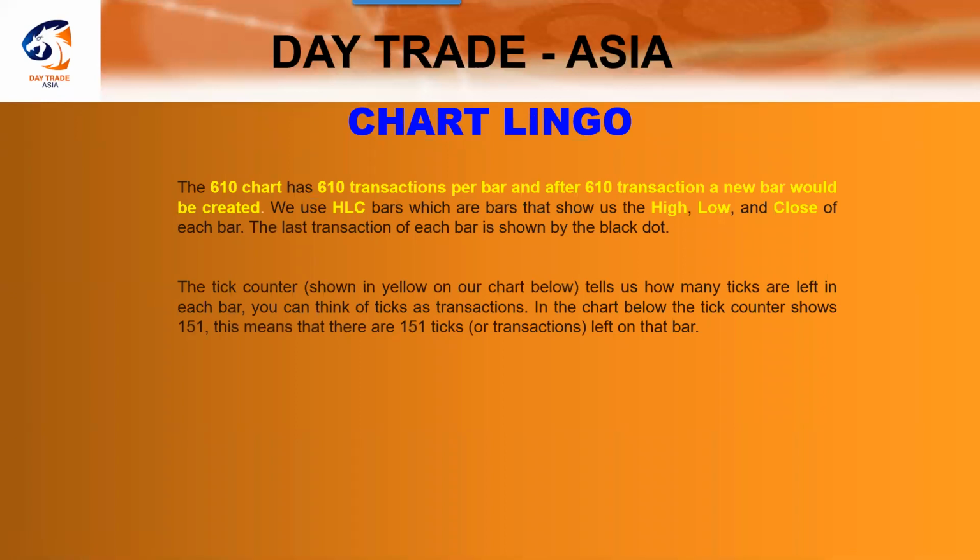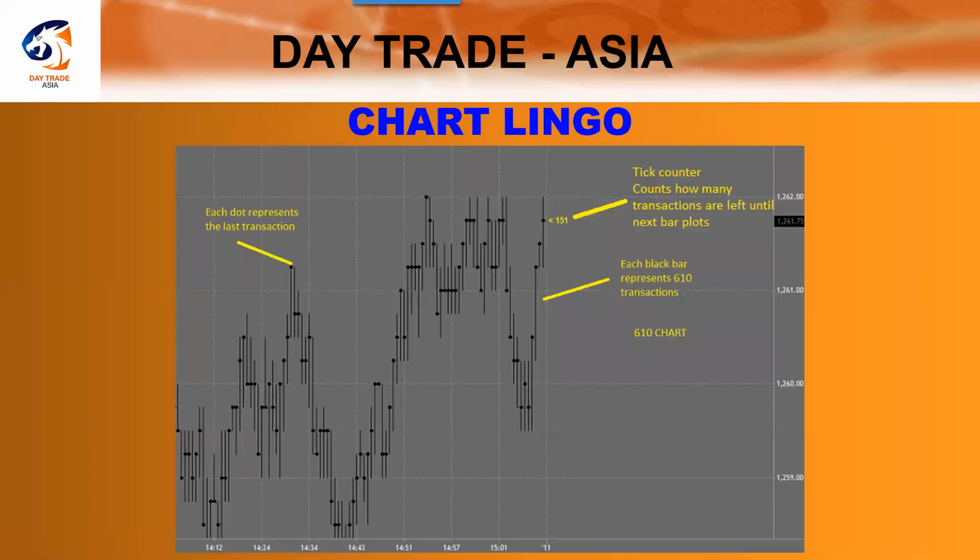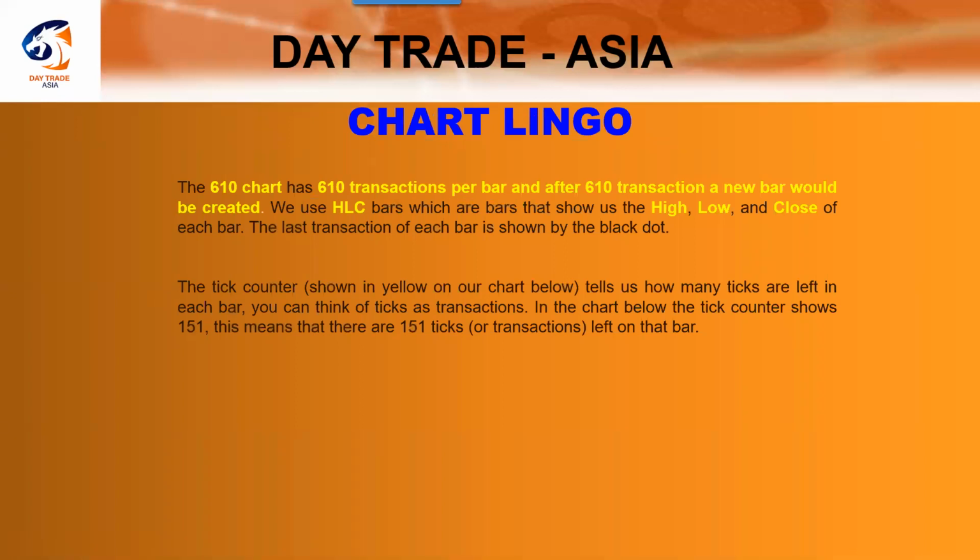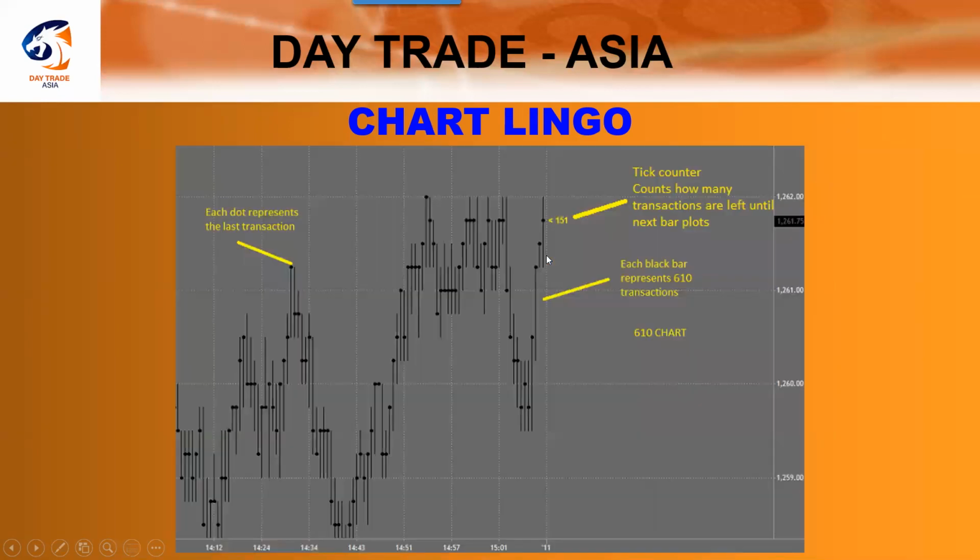So again, the 610 chart, as I explained, is 610 transactions per bar. And after the 610 transactions, a new bar will be created. We use what we call HLC bars, high, low, and close. That's what it means for each bar. The last transaction of each bar is shown by a black dot. So for example, on this one, you see there's a black dot there. That's where the closing price of that bar is.